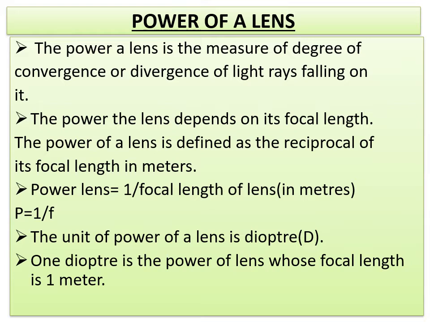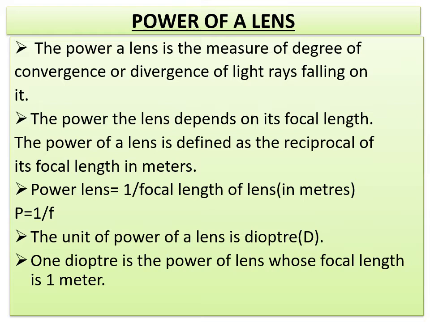In another way also you can write the power of a lens formula, because the focal length in the numericals will often be given in centimeters. So directly, without converting into meters, you can use this formula also: P is equal to 100 by F, if you are directly using the focal length given in centimeters. Okay, now what is one diopter? One diopter is the power of a lens whose focal length is 1 meter.